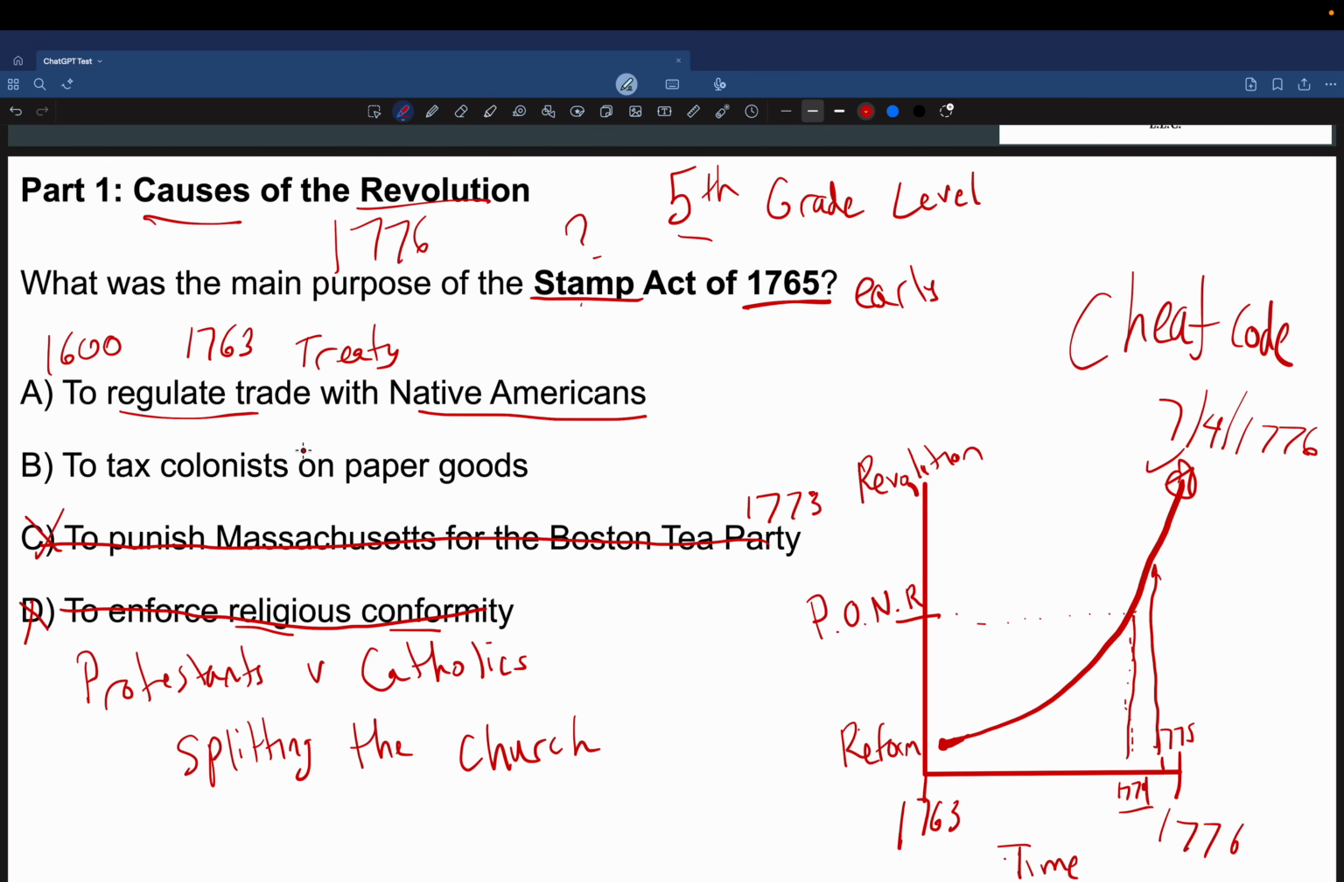Now, let's check out B to finalize our answer. To tax colonists on paper goods. Well, this makes sense because this refers to the colonists and not Native Americans. Again, I don't understand why it would be directed at Native Americans. And to tax paper goods. Okay, well, paper and stamps go hand in hand. So there's our answer. B, to tax colonists on paper goods.